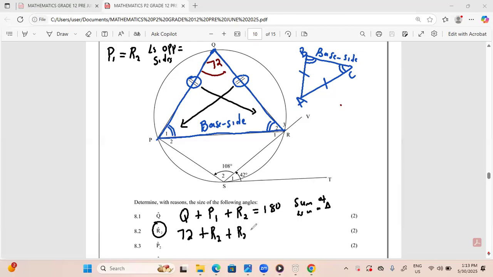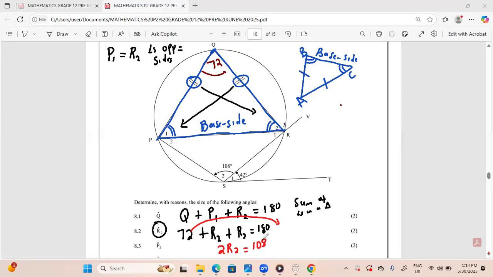R2 equals 180. Now I'm going to take 72 to the right-hand side. So I'm going to have 2R2. If you add R2 with R2, you get 2R2. So 2R2 is equal to, you take 72 to the other side, you transpose 72. So you're going to have 180 minus 72, which is 108.